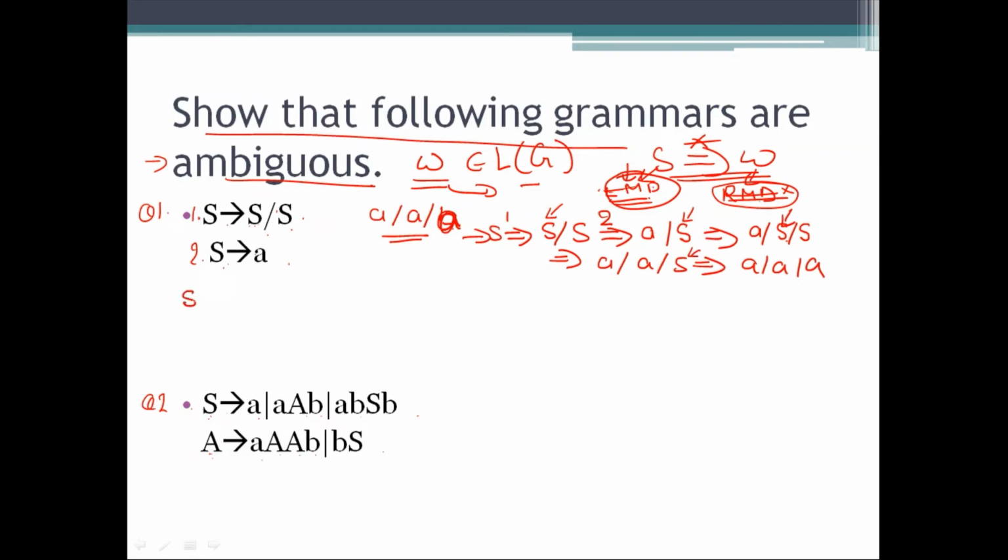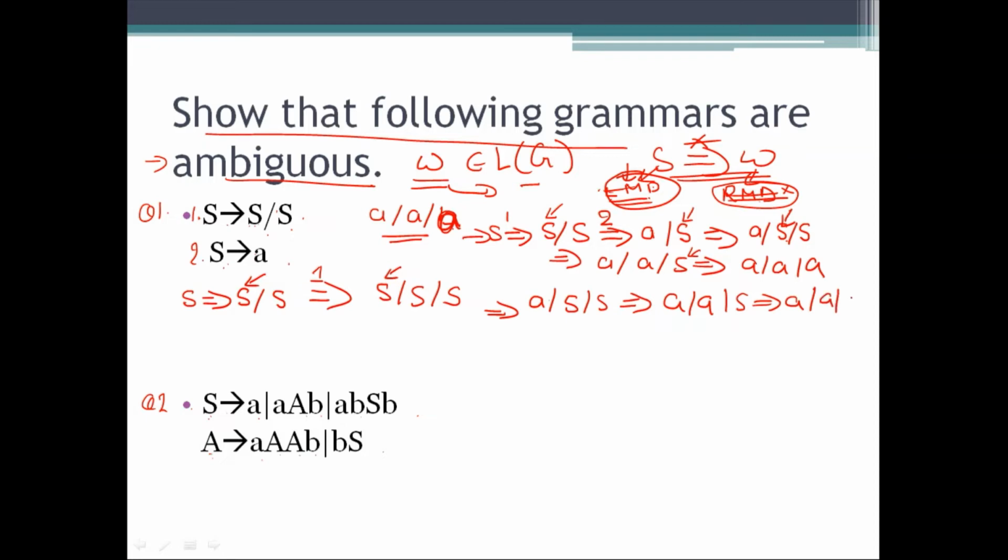Again you can have S is rewritten as S divided by S. Next, the leftmost variable is this one, again production 1 was used, and you got this. Next, the leftmost symbol is what? This. So you replace this by this. Again, so you are having two LMDs for the same string W.